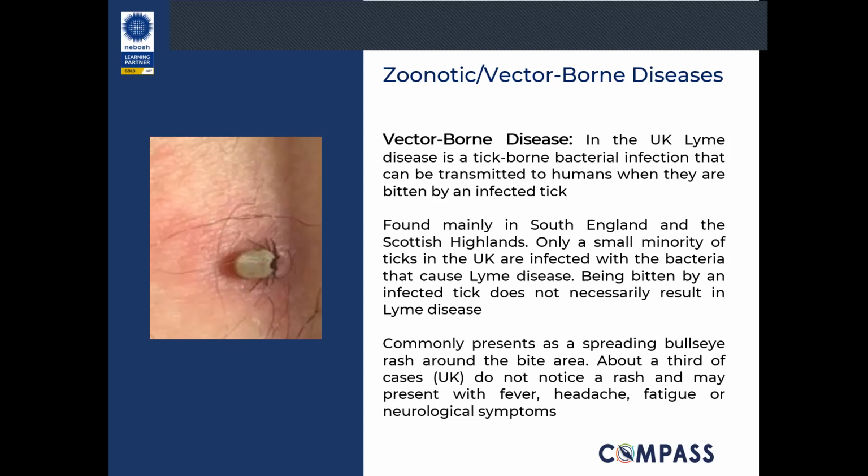Commonly, this presents as a spreading bullseye rash around the bite area, and it is quite evident. It stands out, you've got that central darker bit, and then around the outside, a lighter section, and then another ring around that. About a third of cases in the UK do not notice a rash and may present with fever, headache, fatigue, or neurological symptoms. Quite a nasty one, Lyme disease, and awkward to treat as well.